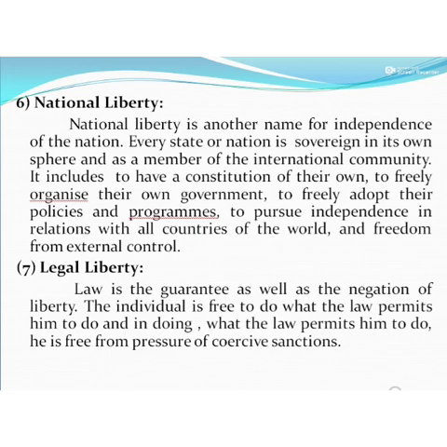Seventh type of liberty is the legal liberty. Law is the guarantee as well as the negation of liberty. The individual is free to do what law permits him to do, and in doing what the law permits him to do he is free from pressure of coercive sanction.